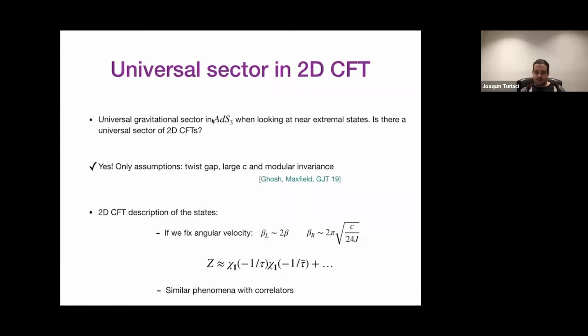You can argue that this is a good approximation all the way down to extremality, as long as the temperature is bigger than... Interesting. No large hole coupling required. No holography. No, well, you need a twist gap and large C. So you could ask. Yeah, that C is needed clearly. But I don't know if it's that.